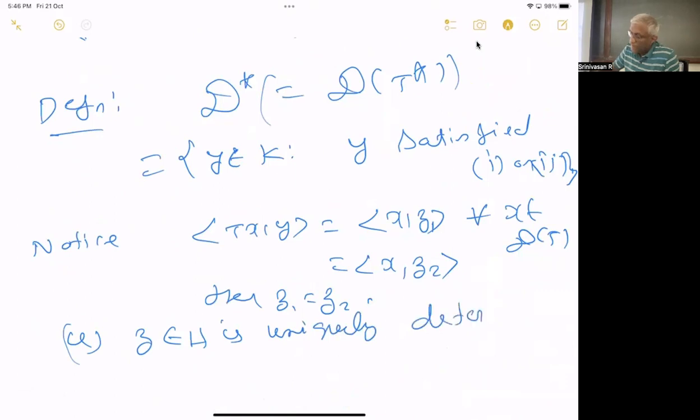Uniquely determined. Okay. Maybe I will write it small. So the z is uniquely determined. So this map T star, define T star of y. You are fixing a y, and for that all these conditions are there. So T star y equal to z. You can define this. This is well defined.